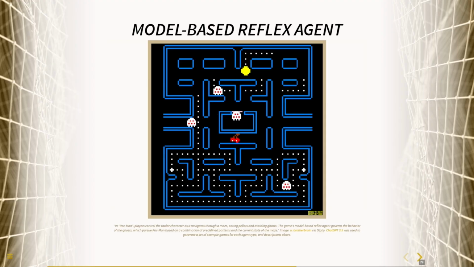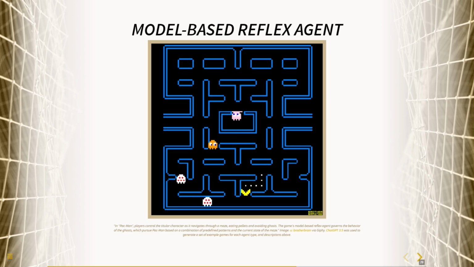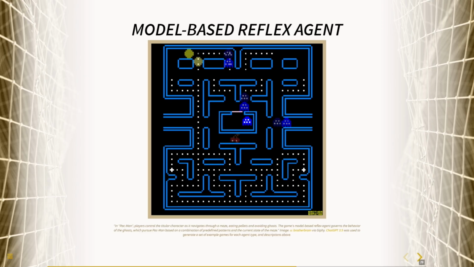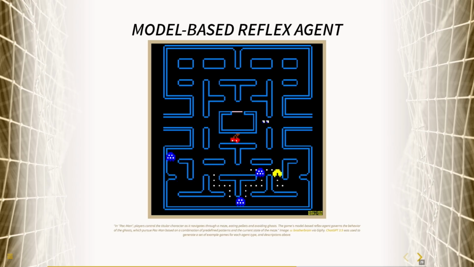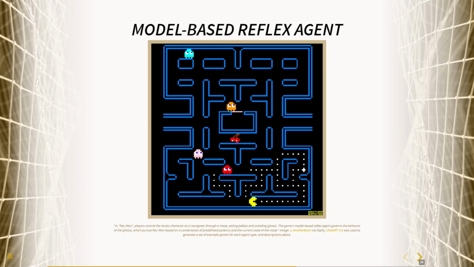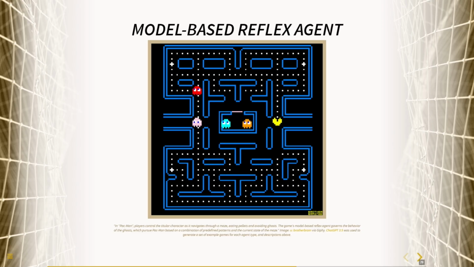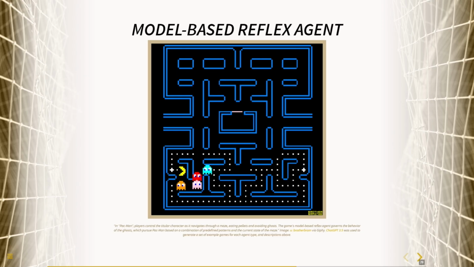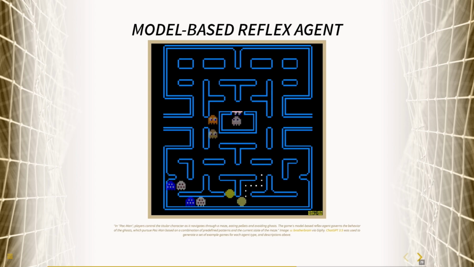An example of a model-based reflex agent in action would be even just the game Pac-Man, right? But in this particular case, the model-based reflex agent is not us playing Pac-Man, it's the ghost in this particular case, right? They're reacting to the state, they're finding me, they're chasing me, they're really looking at the model of the maze, the current state of the maze, as well as using a set of predefined patterns to be able to then determine where and how to foil me.